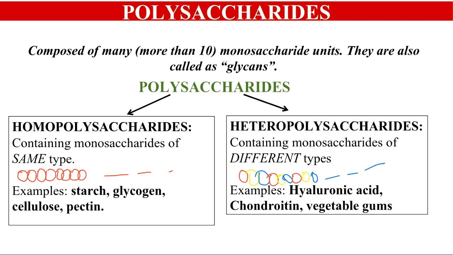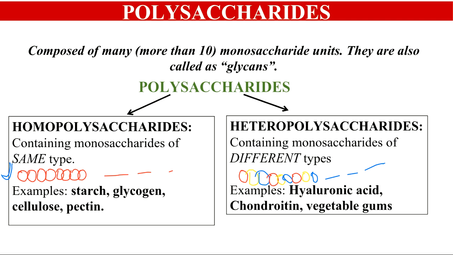So if you compare it with bracelets, you have, let's say, a bracelet which contains all red colored beads. You can imagine it like a homopolysaccharide. But if you imagine a bracelet in which there are different kinds of beads, for example red, then yellow, then blue, then again red, yellow, blue, like that, that is a heteropolysaccharide.